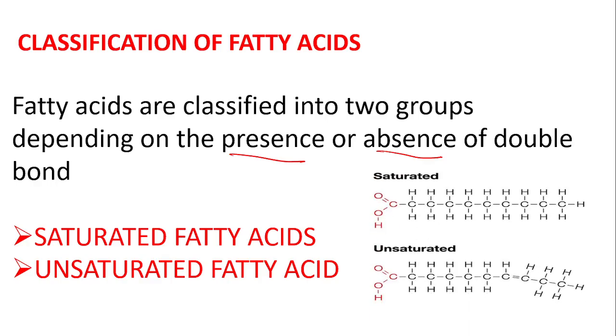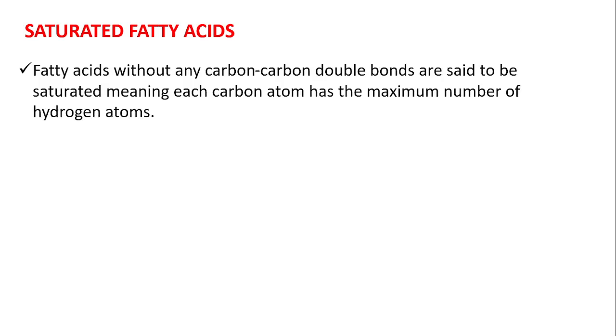Like in this diagram, if you check, the saturated fat acid doesn't have the double bond, and the unsaturated fat acid normally has at least one double bond. This is one of the major differences between the saturated fat acid and the unsaturated fat acid. So let's quickly look at what saturated fat acids are and what you are supposed to know. These are just fat acids that do not have a double bond.